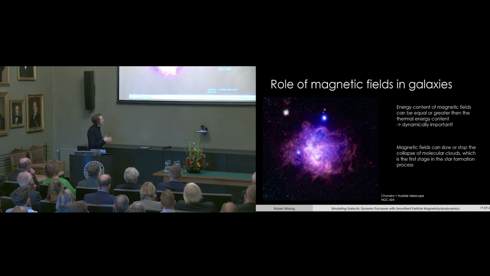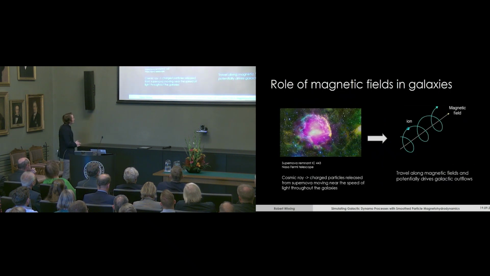A good example of this is the collapse of molecular clouds. The collapse of molecular clouds is the first stage of the star formation process, because this is what creates the stellar nurseries. If you have a strong magnetic field, this will hinder the collapse or slow down the collapse, resulting in less star formation. And this has a big effect when you do numerical modeling of the galaxy, of course.